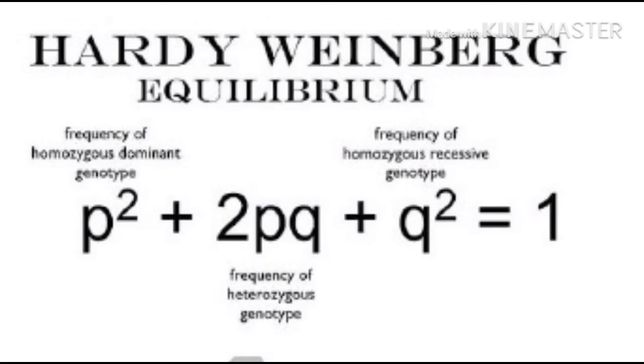p squared, which is the frequency of the homozygous dominant, since p refers to, for example, if we're talking about a particular allele, the AA, the big A, plus 2pq, which is the frequency of the heterozygous genotype. Essentially, this is for the genotypes that have a dominant and a recessive allele, which is, for example, big A, small a. And then plus q squared, which is small a, small a. These are the frequencies of the genotypes that have these alleles.